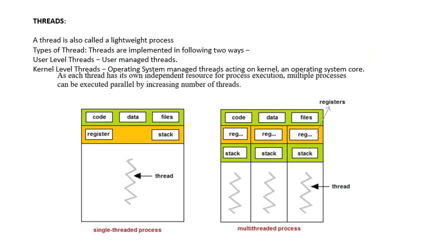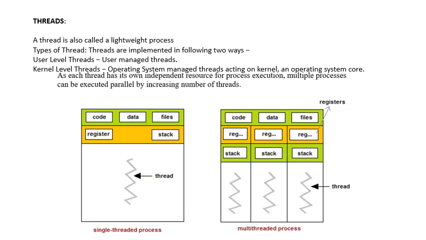So first of all, what is a thread? A thread is a path of execution within a process. A process can contain multiple threads. In general, what is a process? A process is a program that performs a single thread of execution, as you all know.